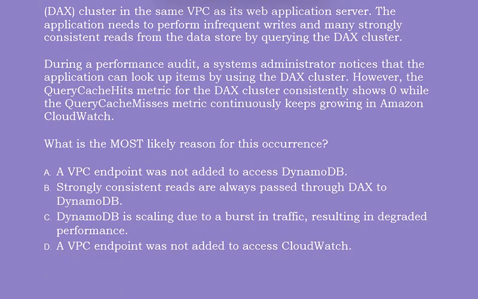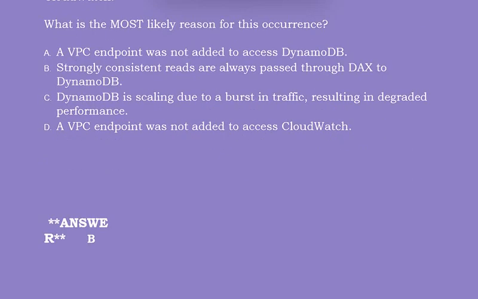Option A, a VPC endpoint was not added to access DynamoDB. Option B, strongly consistent reads are always passed through DAX to DynamoDB. Option C, DynamoDB is scaling due to a burst in traffic resulting in degraded performance. Option D, a VPC endpoint was not added to access CloudWatch. Correct answer is option B.